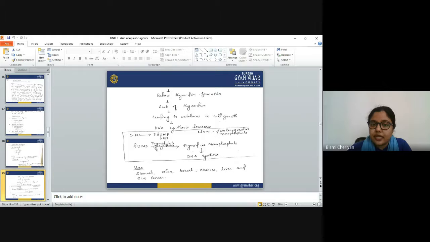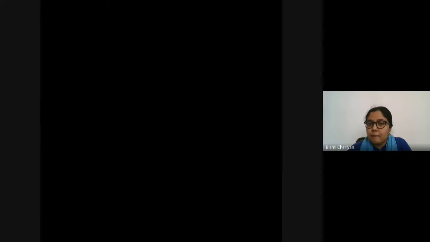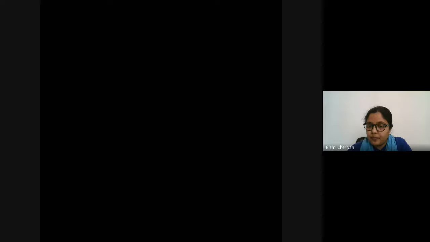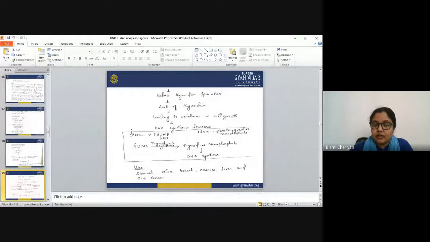When the thymidylate synthetase enzyme is inhibited with the help of 5-fluorouracil, what happens? The DNA synthesis decreases, or is prevented, by this reaction. Okay, got it? समझ में आया?